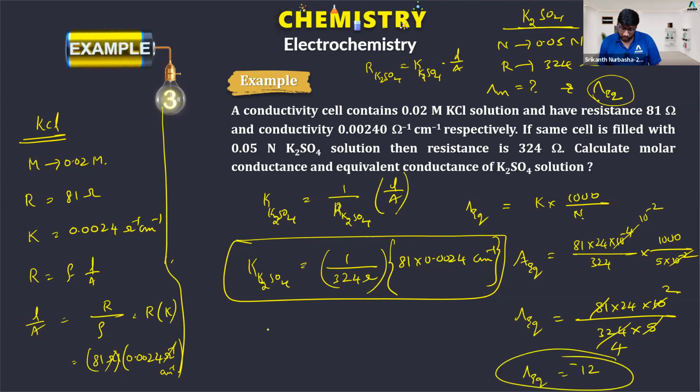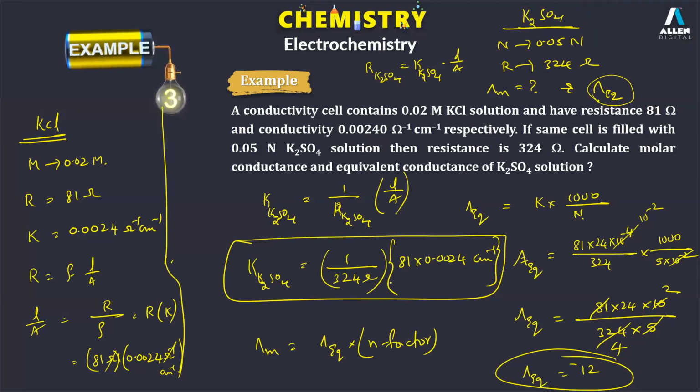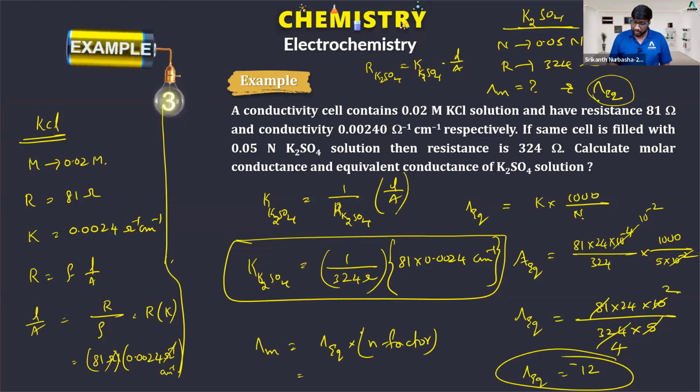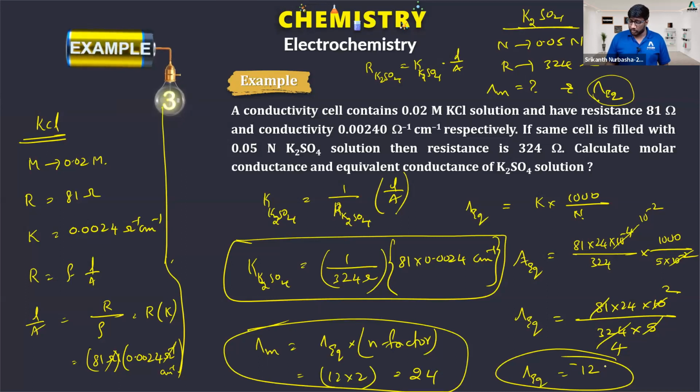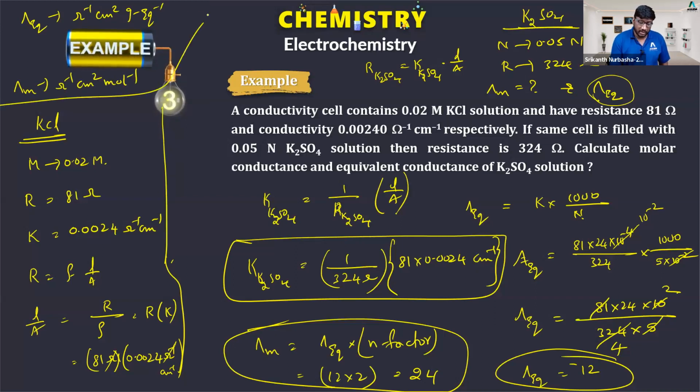What about molar conductance? Equivalent conductance into N factor. What is the N factor for K2SO4? For a salt, the magnitude of positive charge or negative charge is nothing but your N factor. So 12 into 2, that will be 24. Units: equivalent conductance is in ohm inverse centimeter square gram equivalent inverse. Molar conductance is in ohm inverse centimeter square mole inverse. These are the respective units.